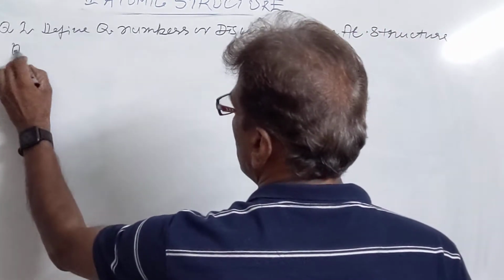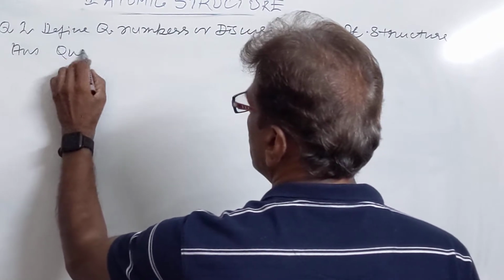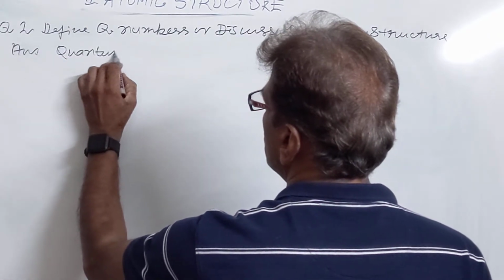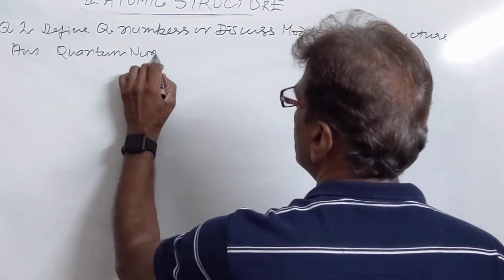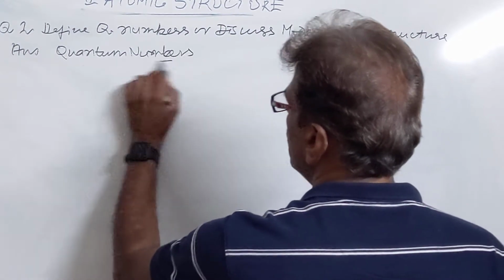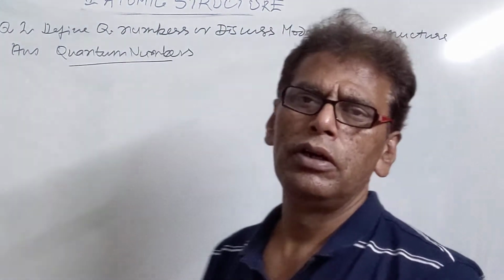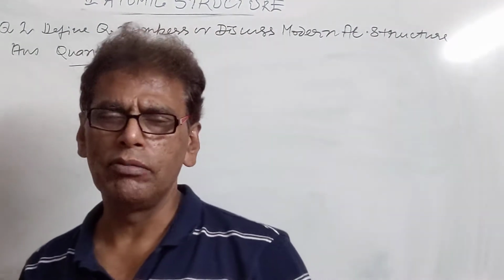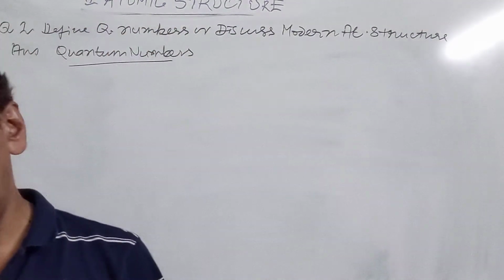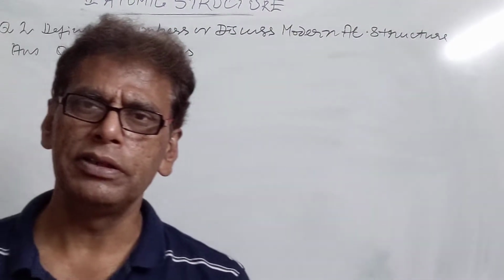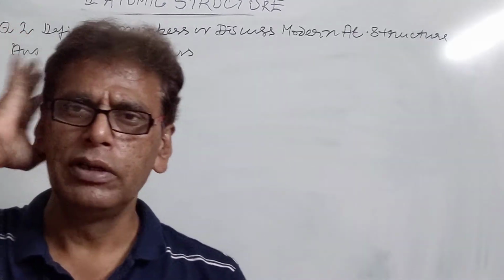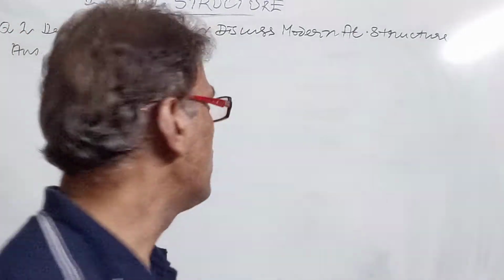Now, what are quantum numbers? This is a work of a number of chemists who collectively devised some numbers which can explain position, energy, orientation and spin of electron in an atom. These numbers are called quantum numbers.